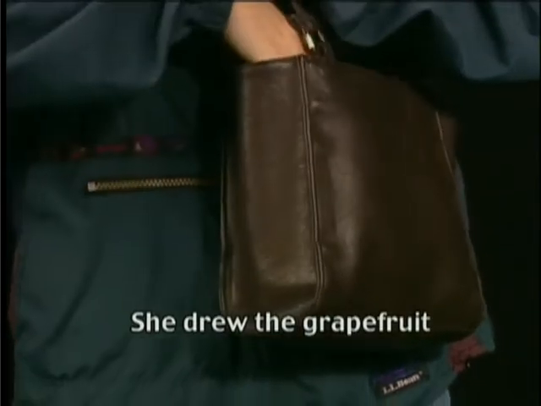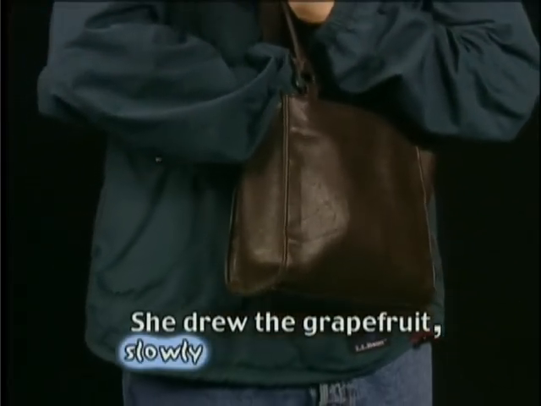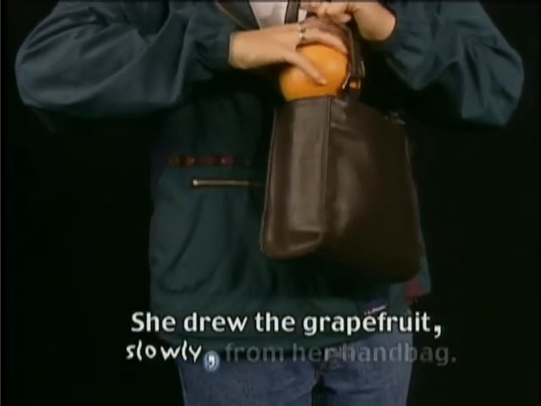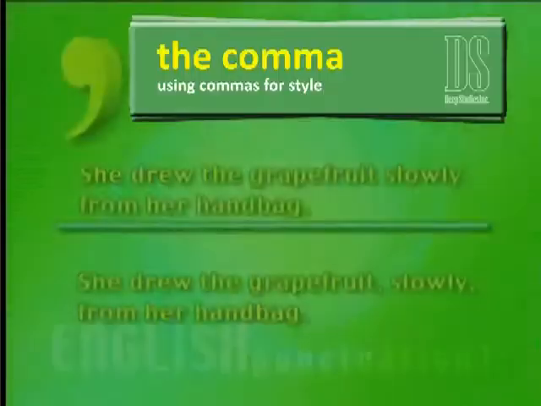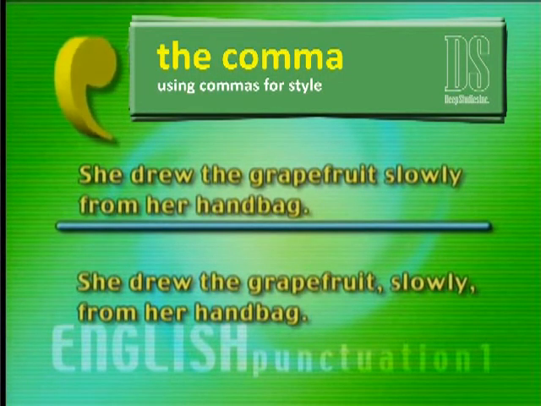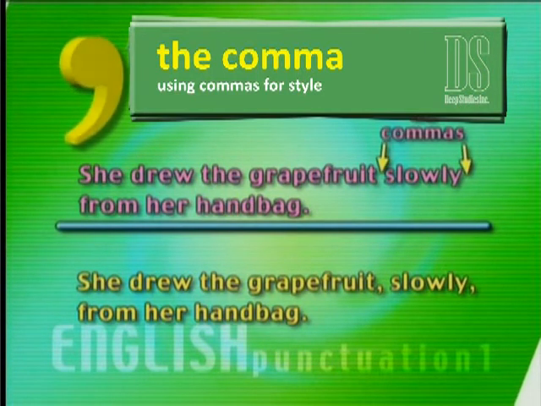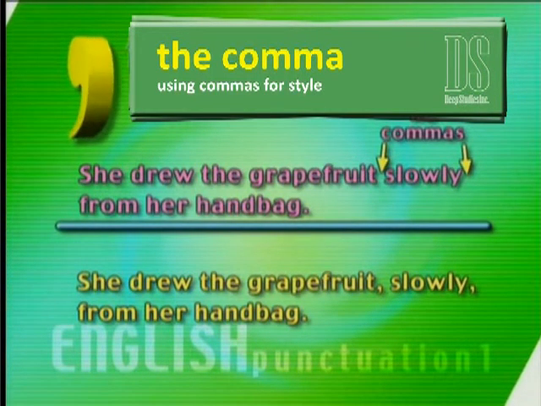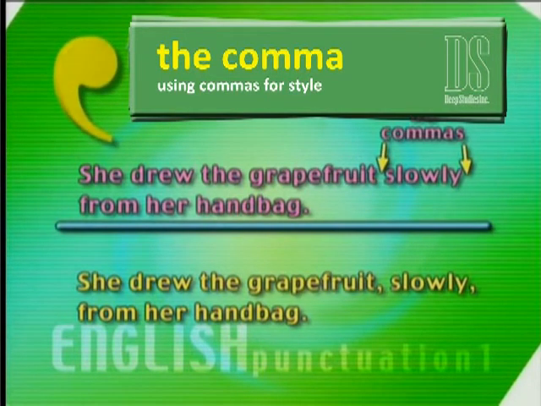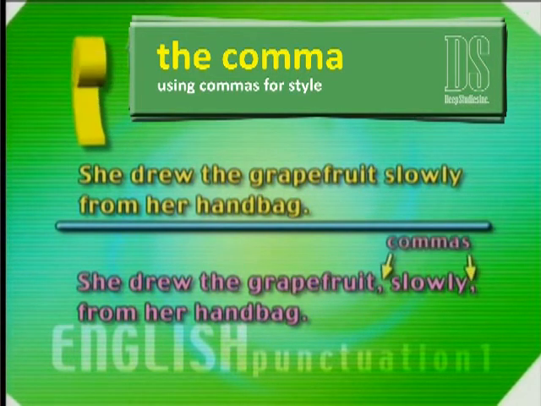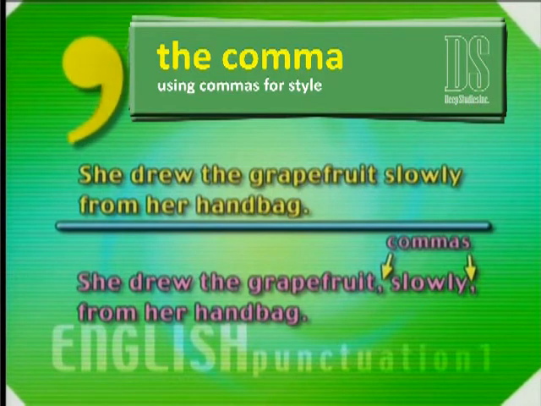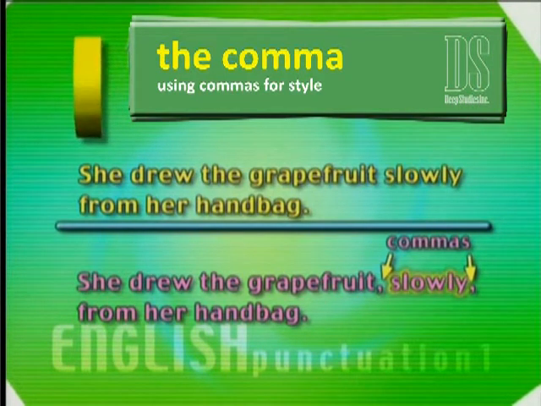She drew the grapefruit, slowly, from her handbag. Look at the two sentences side by side. In the first one, we didn't use commas before and after the adverb slowly to separate it from the rest of the sentence. In the second sentence, the commas slow the reader down, and the visual pauses give the word slowly a little more emphasis.